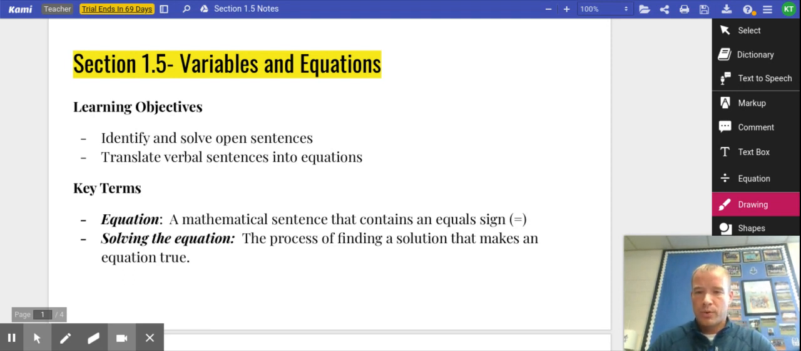Our key term for this lesson is equation. It's a mathematical sentence that contains an equal sign, right? Meaning we can solve it. We can find the specific value for a given variable.